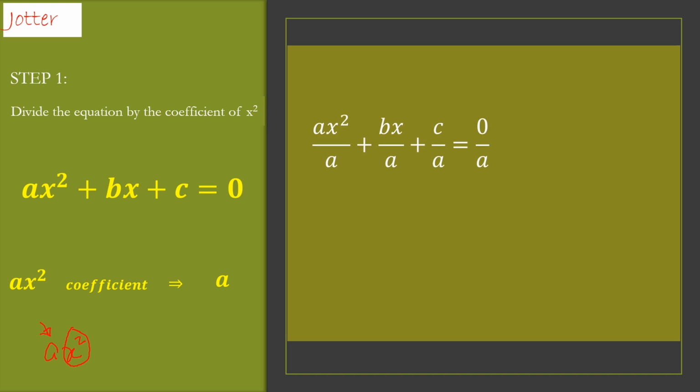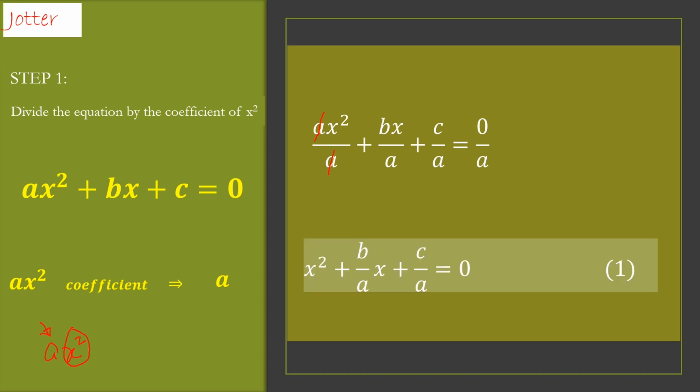In this expression, we say that the first term, the a will cancel out, and then the last term, which is on the right hand side, which is also going to be 0. And this equation is therefore transformed into this: x squared plus b over a x plus c over a equals 0. Call it equation 1.